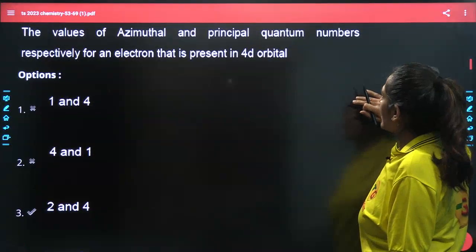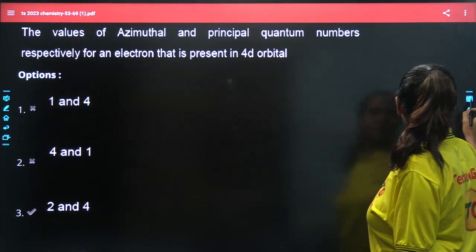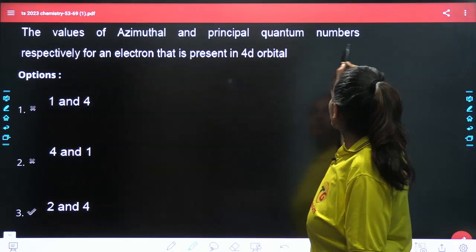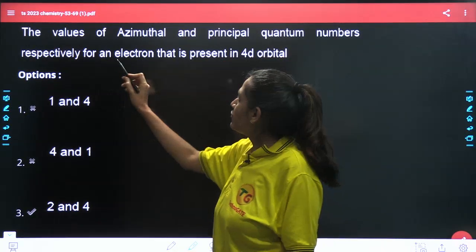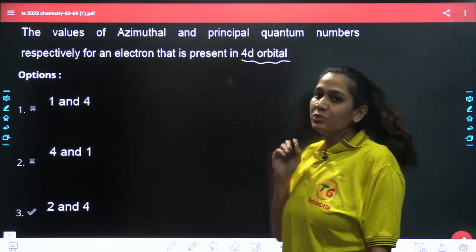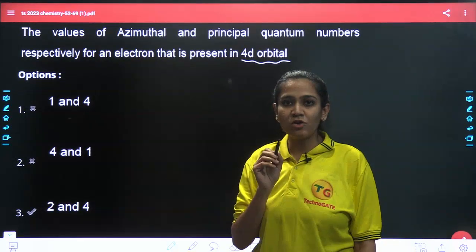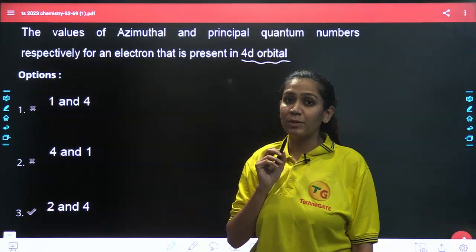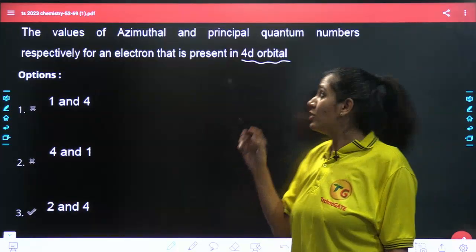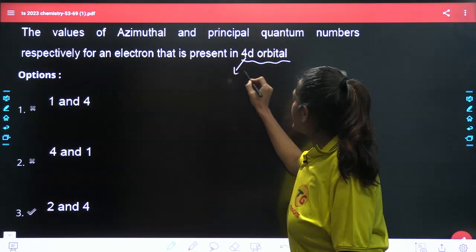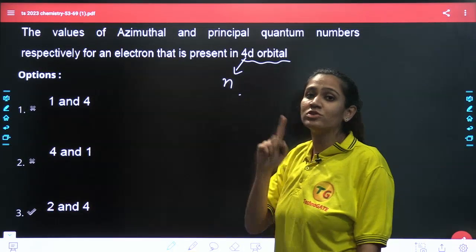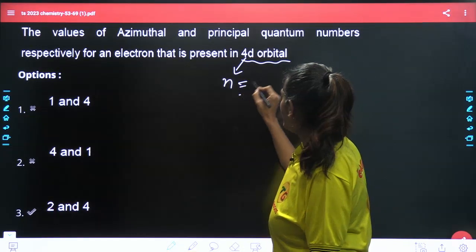Okay, here is our question number 1. Now, the values of azimuthal and principal quantum numbers respectively for an electron that is present in 4d orbital. Here we need to tell the azimuthal quantum number and the principal quantum number for an electron which is present in 4d orbital. Now, this value represents what? The principal quantum number, the highest value or the shell number. So n would be 4.